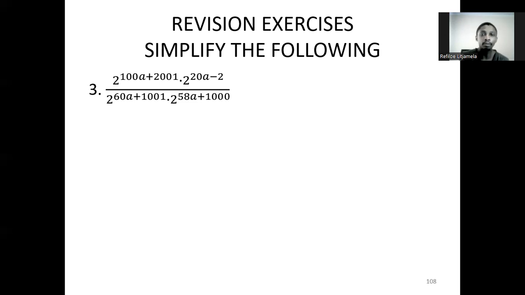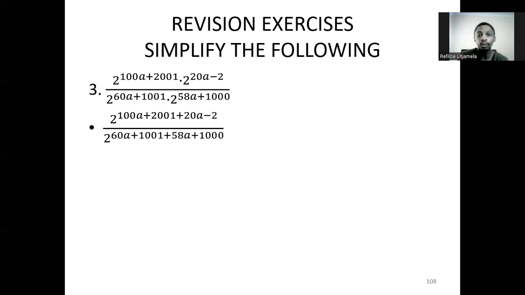Obviously, you have same bases. All you're going to do is simply represent it as a single base and then add the exponents. In the numerator, you'll have 100a plus 2001 plus 20a minus 2. In the denominator, you will simply have 60a plus 1001 plus 58a plus 1000.